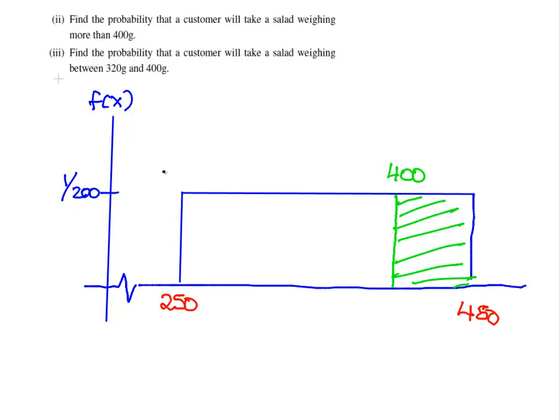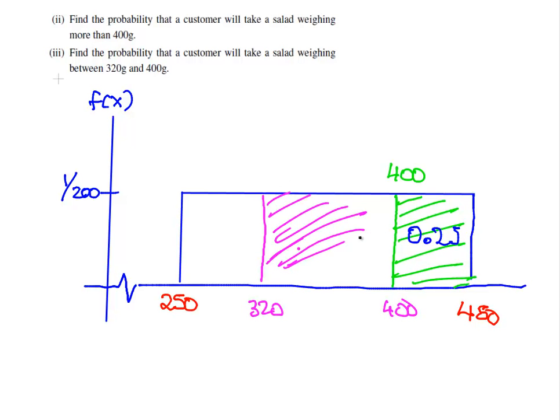And so the next question is, find the probability that the customer will take a salad weighing between 320 grams and 400 grams. So on the graph that will look something like this. So this is 320, let's say, and this is 400. And on the graph, it is this area here.